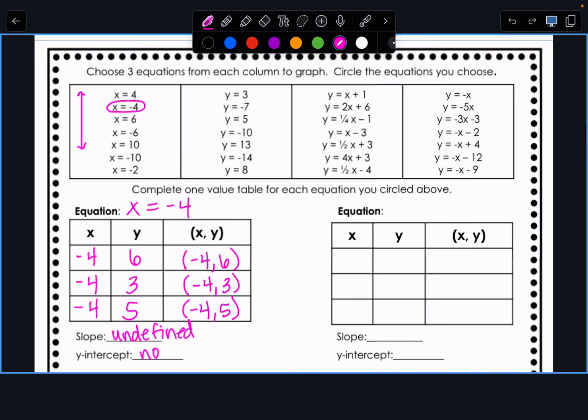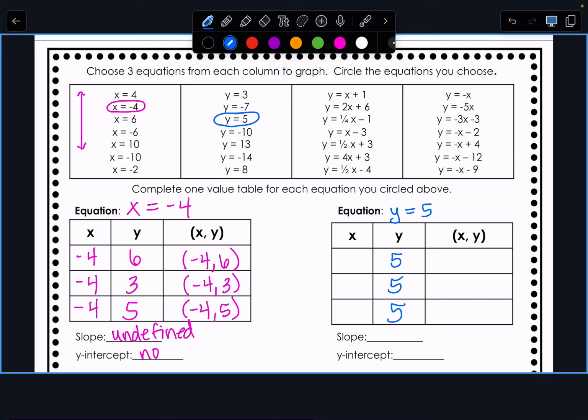Okay? Now, let's go to the second column. Matthew, which one would you like to pick in this column? 5? So circle it and write here, y equals 5. Do you see any x to plug into? No, it's y equals 5. Y equals 5 at every single coordinate.